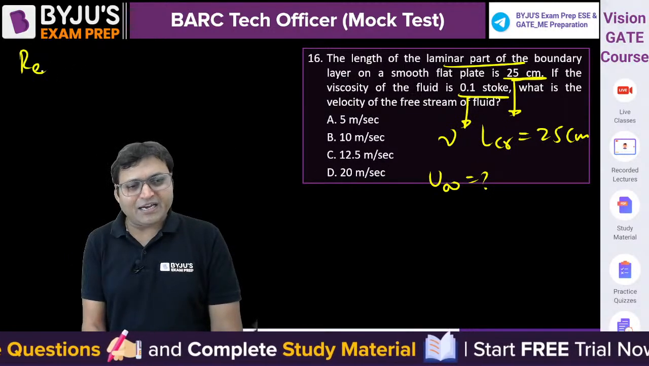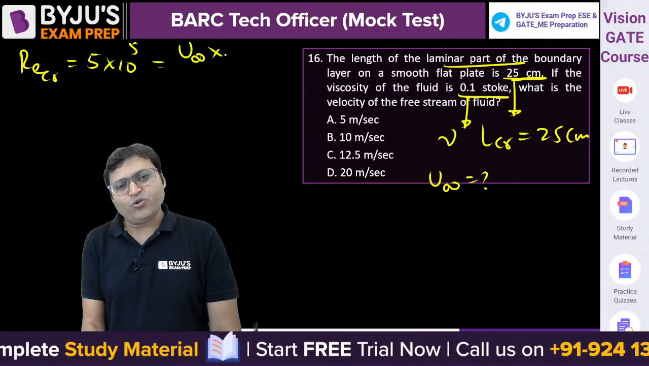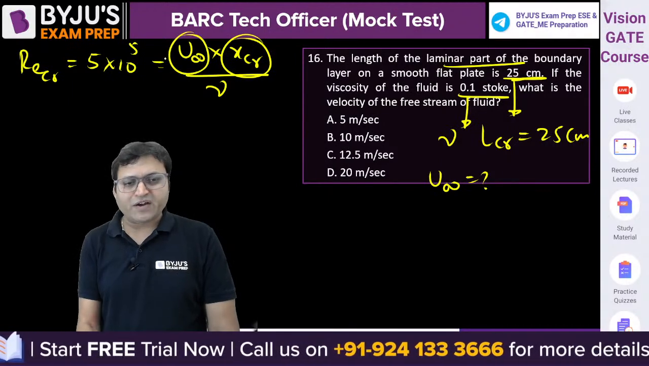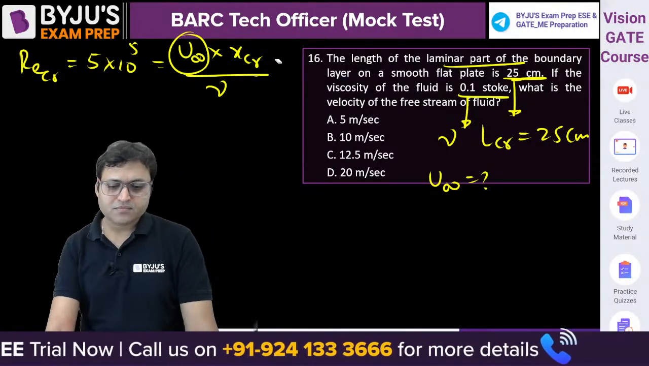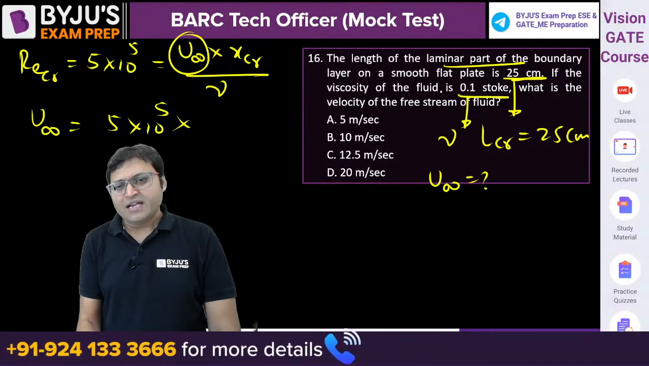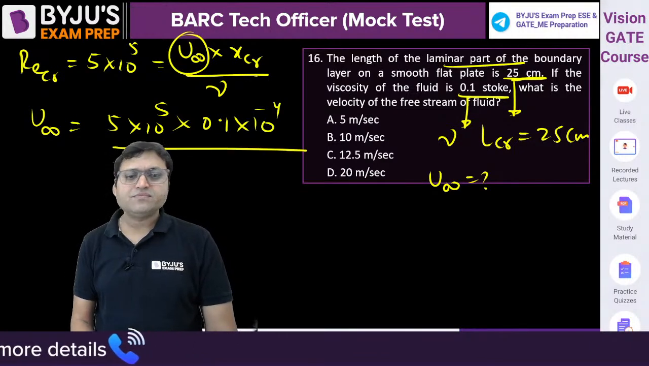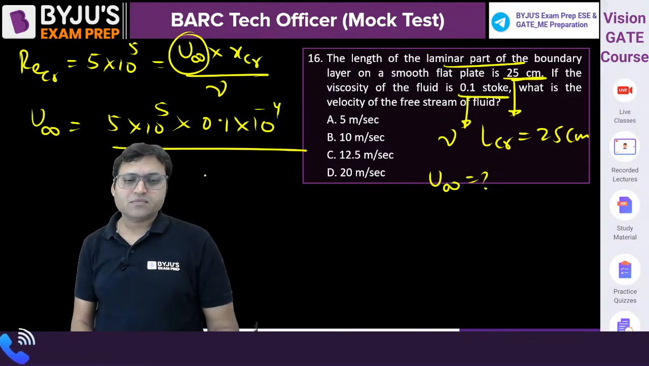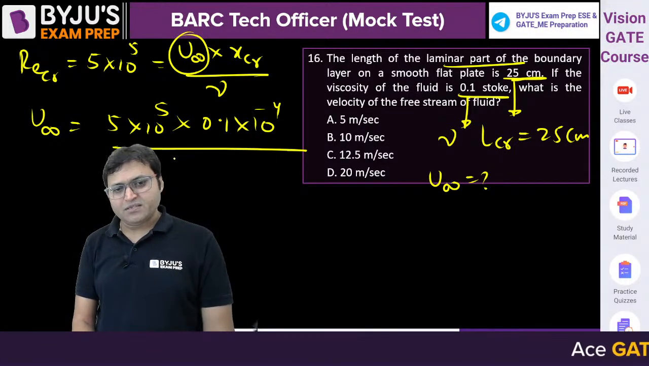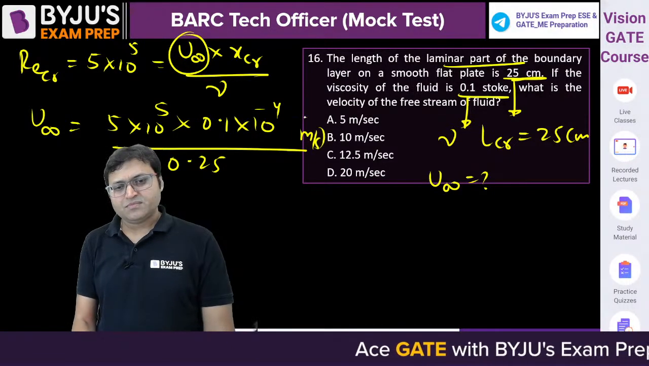So the critical Reynolds number is equal to 5 into 10 to the power 5, is equal to u infinity into critical value of x upon kinematic viscosity. So the question is to find out u infinity. Can you find out u infinity? 5 into 10 to the power 5, kinematic viscosity is 0.1 stoke into 10 to the power minus 4, isn't it? Upon critical value of x, 25 centimeter, that is 0.25 meter. That will give you the answer.